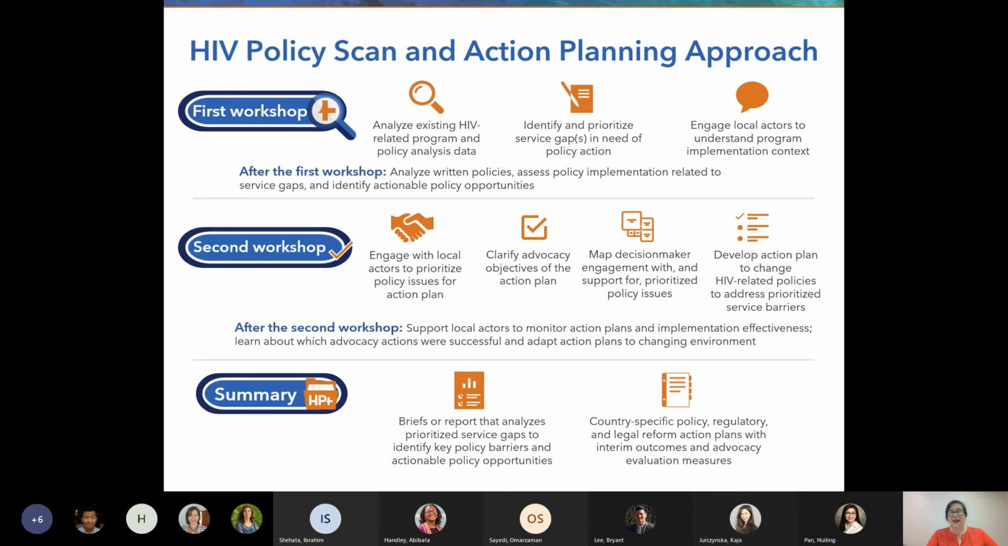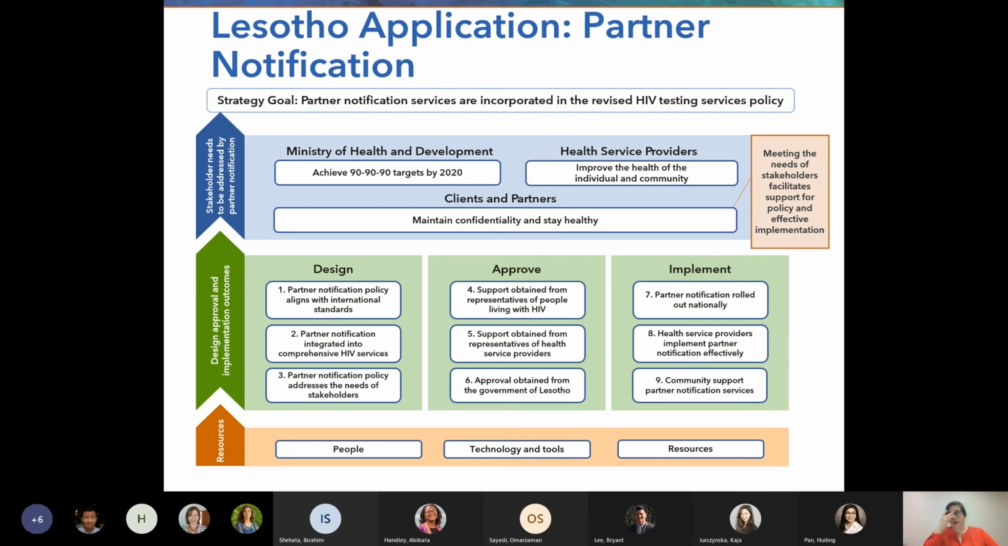I'll go through an example shortly from Lesotho, but based on that whole process, we're able to document some of the service gaps, the legal and regulatory barriers and gaps. We're able to document challenges in policy implementation and use that information directly and immediately in action planning. So here's an example of the advocacy strategy that was developed by stakeholders in Lesotho.